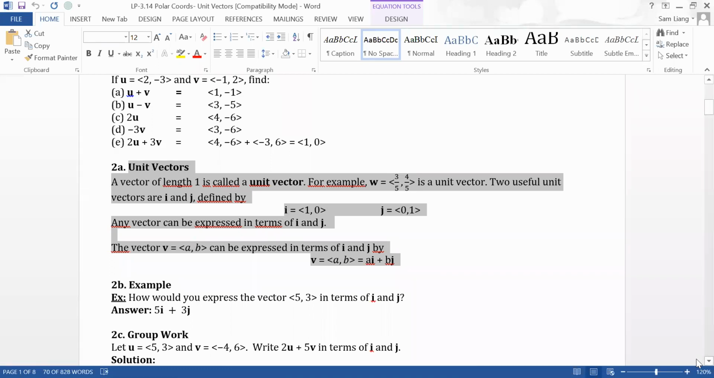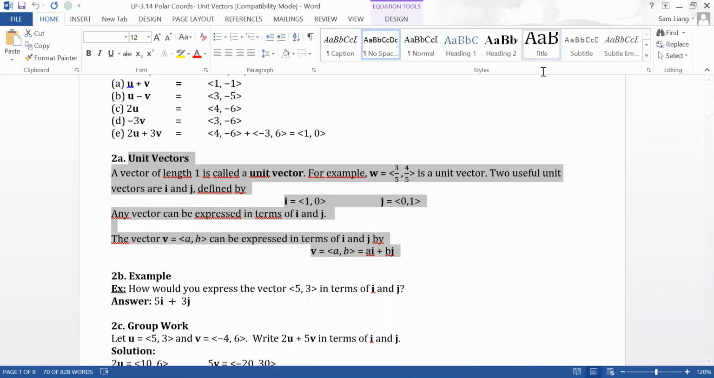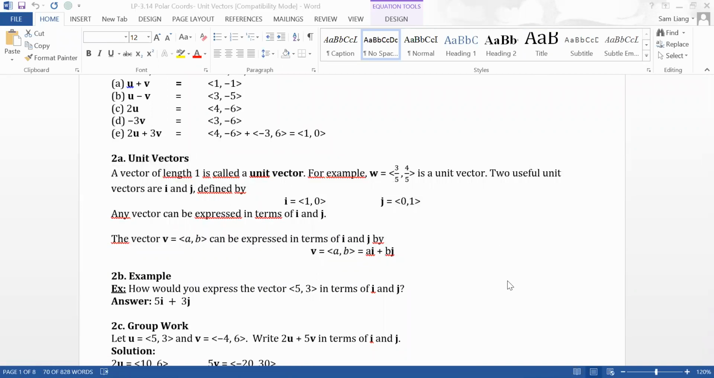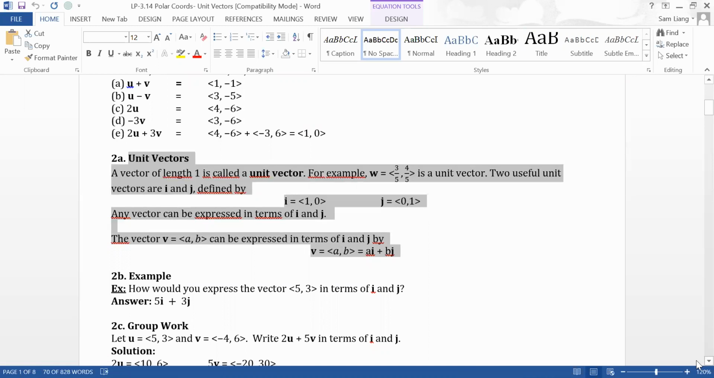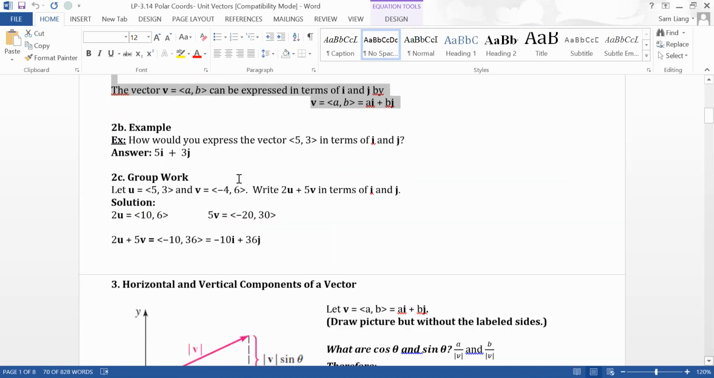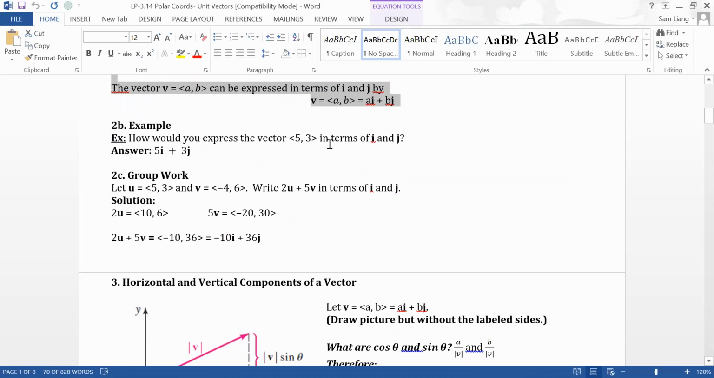Okay. Now I'll move on then. Next example is just pretty simple. How would you express the vector 5, 3 in terms of i and j? Exactly how you think it is. It's just 5i plus 3j. Okay, that's all it is.